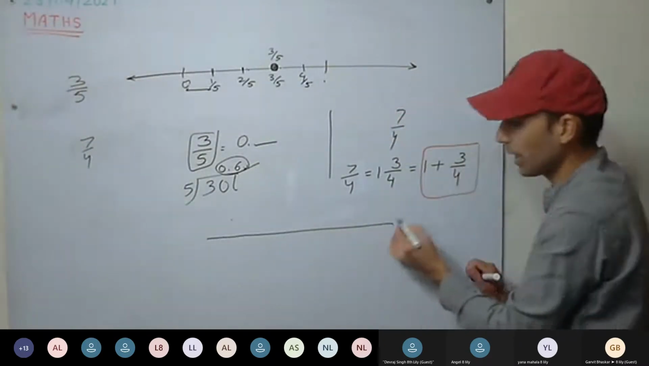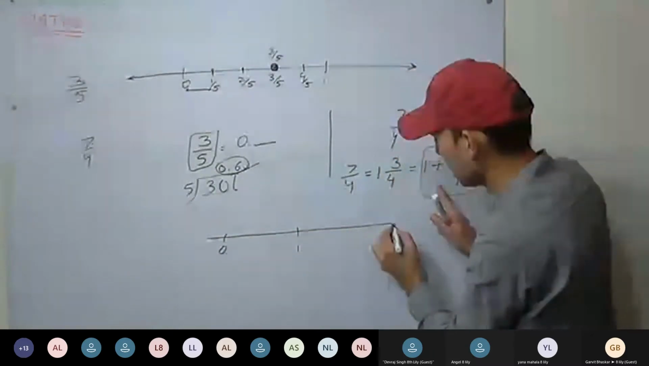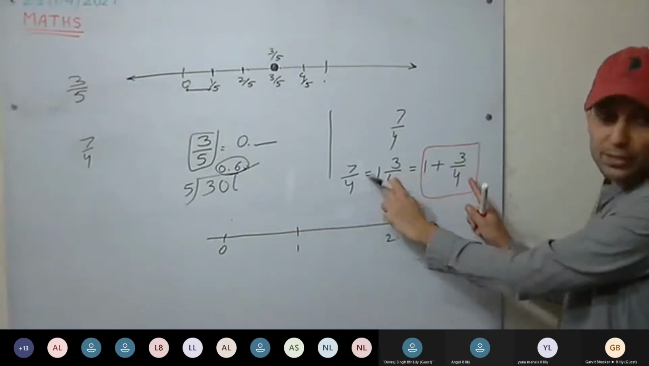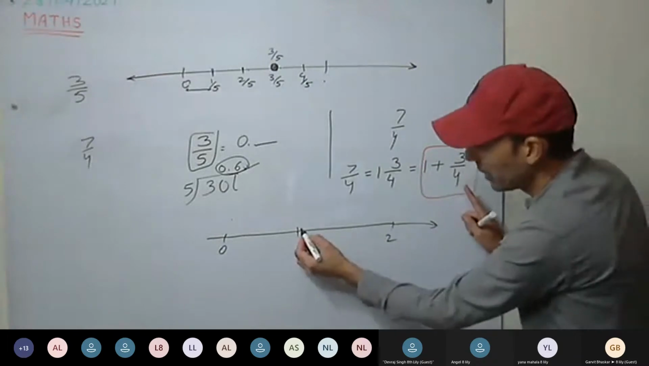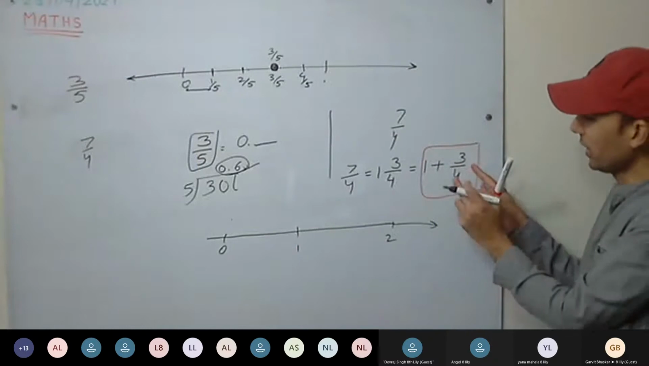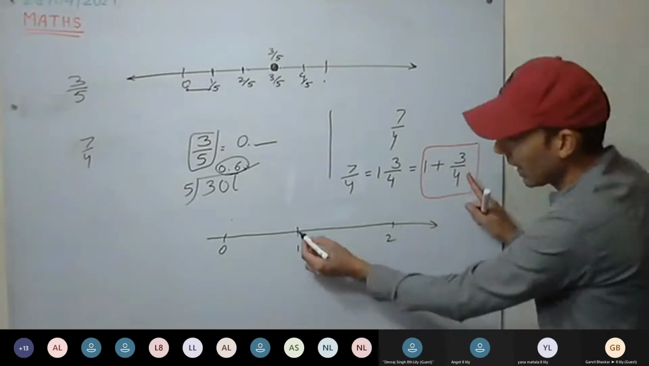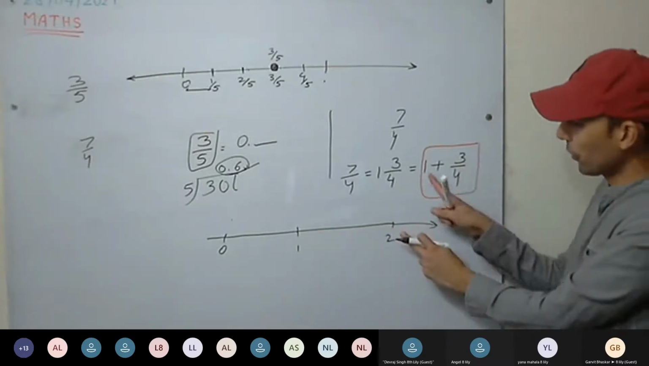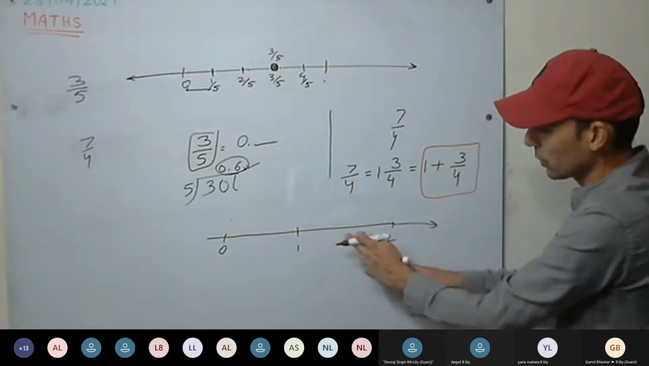Now we have to mark it on the number line. So 0, 1, 2. Where will 7 upon 4 lie? It is 1 plus 3 by 4, so from 1 we have to add something, and that something is 3 by 4. Here you can see the numerator is less than the denominator, so it will lie between 1 and 2 somewhere.